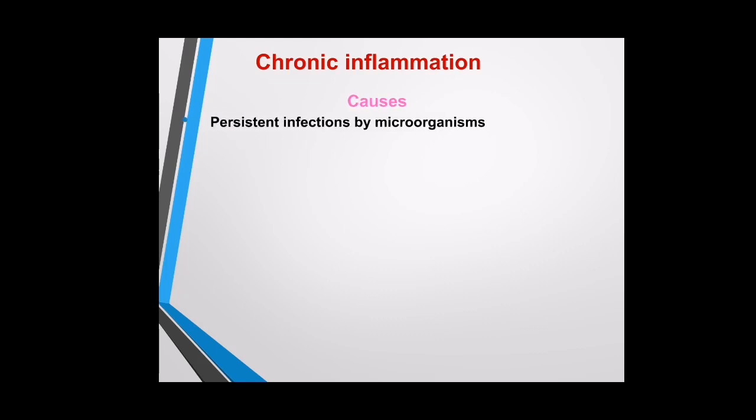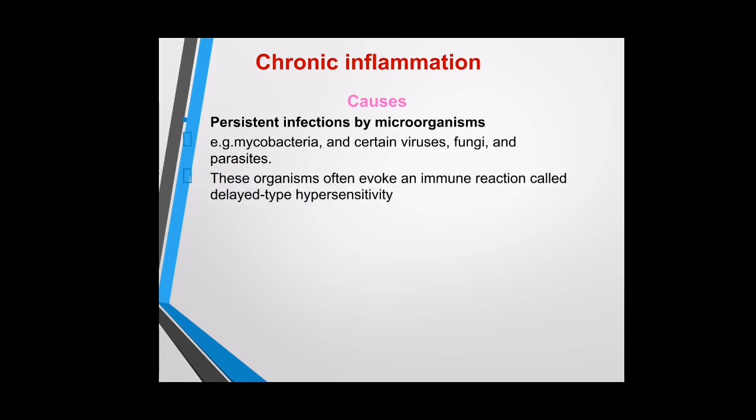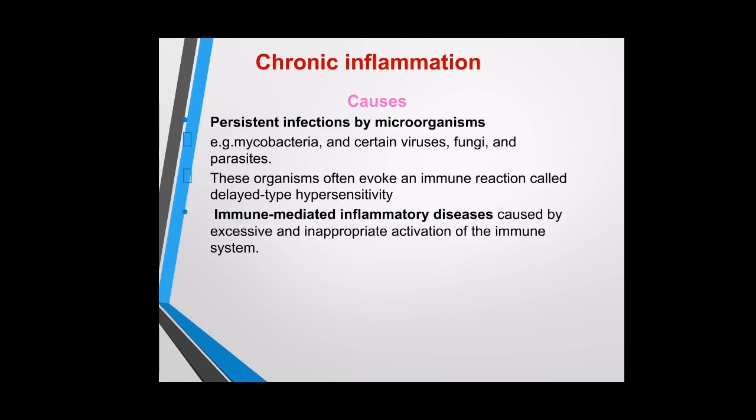First is persistent infection by microorganisms like Mycobacterium, viruses, fungi and parasites. These organisms often evoke an immune reaction called delayed type hypersensitivity. In the immune system there are mainly four types of hypersensitivity. Type 1 is immediate hypersensitivity, type 2 is antibody mediated, type 3 is immune complex mediated, and type 4 is cell mediated or delayed type hypersensitivity. So chronic inflammation is the delayed type of hypersensitivity reaction.